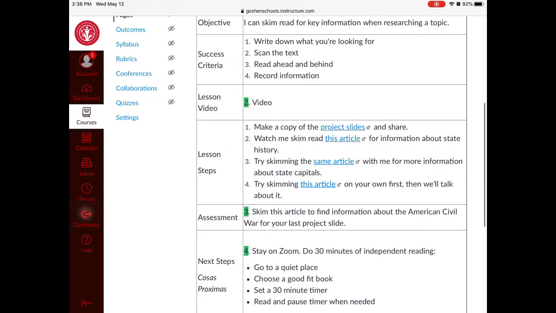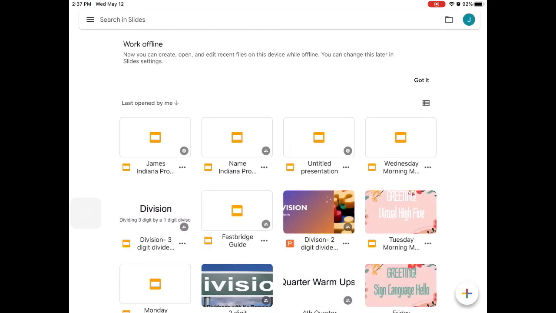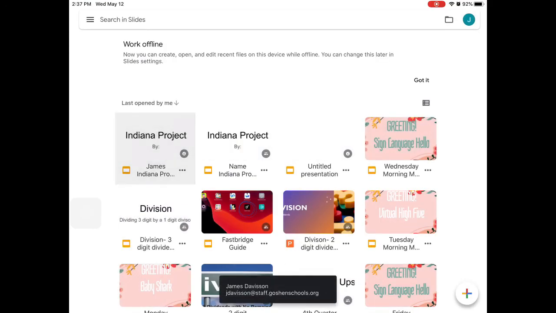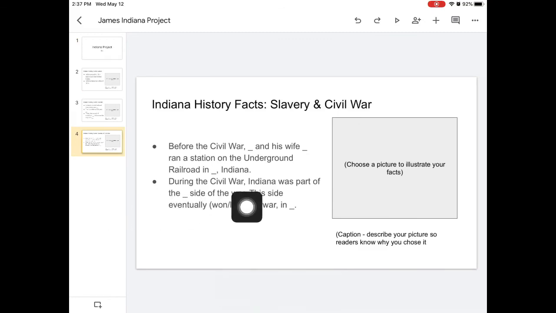If you haven't already done so, discuss what you are doing. And then it's time to head off on your own. Number 3 is what you're doing today for your assignment. You are going to fill in the blanks on the last part of the slide here. During the Civil War, Indiana was part of the blank side of the war. This side eventually won or lost. You need to figure that out. And then you need to figure out when they lost or won the war.